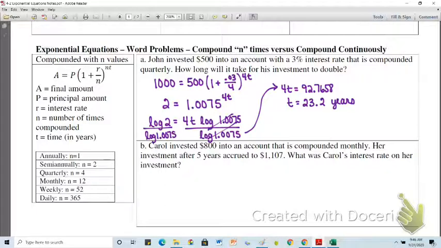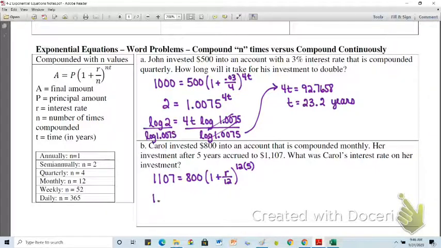Let's look at B. Carol invested $800 into an account that is compounded monthly. Remember, that is 12. Her investment after 5 years accrued to 1,107. What is her interest rate? So my final amount is 1,107 equals 800 times 1 plus r over 12, all raised to the 12 times 5, because it took me 5 years. So I'm going to go ahead and divide by 800.